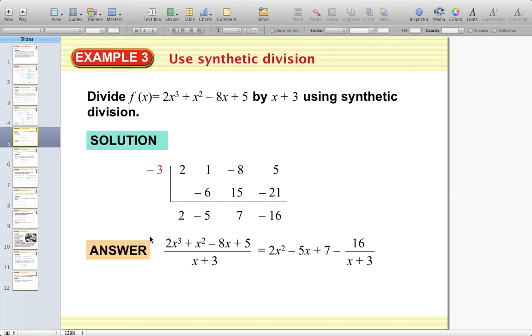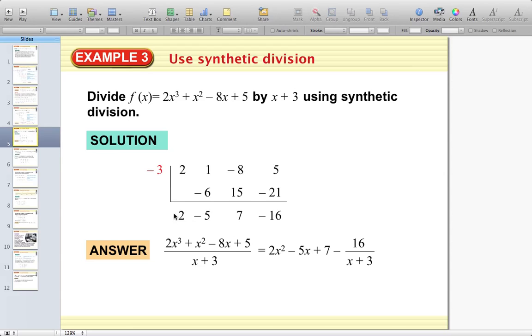All right, synthetic substitution. I like this much better because, again, you don't have to worry about keeping all those terms in order and having so much space. If you can just keep your little synthetic division area nice and clean, this is much easier. It's the same process where we go through and use synthetic substitution to get our solution.